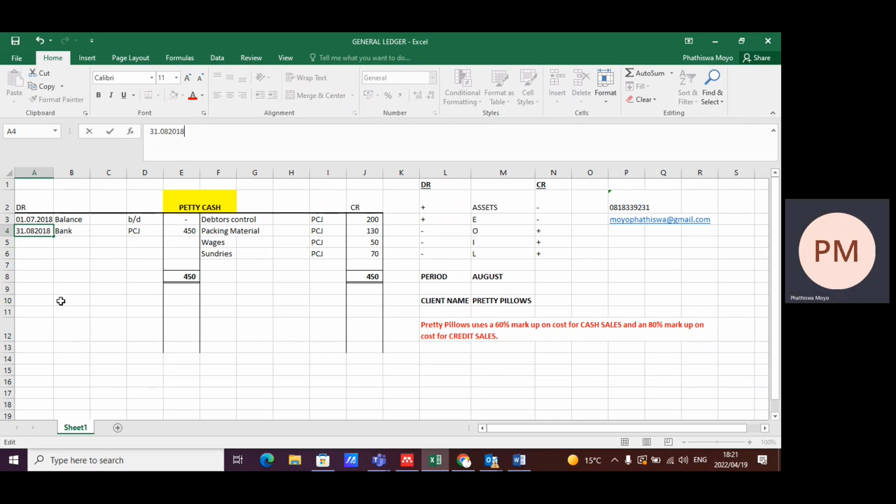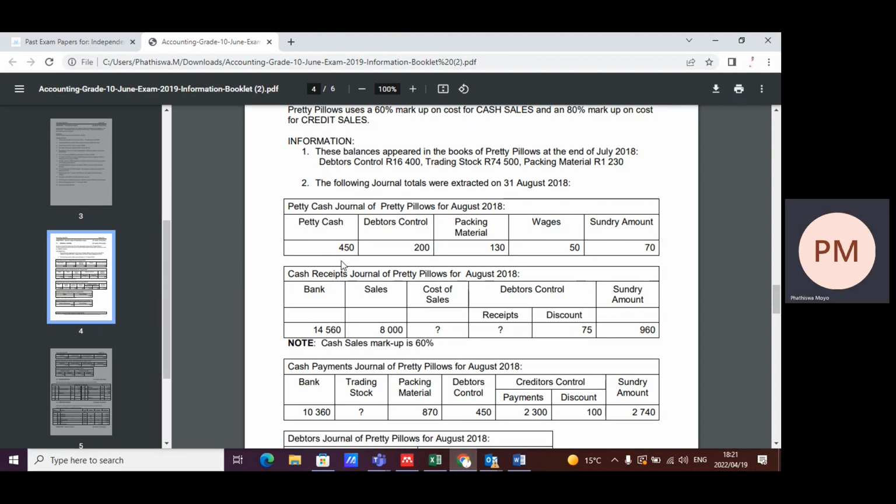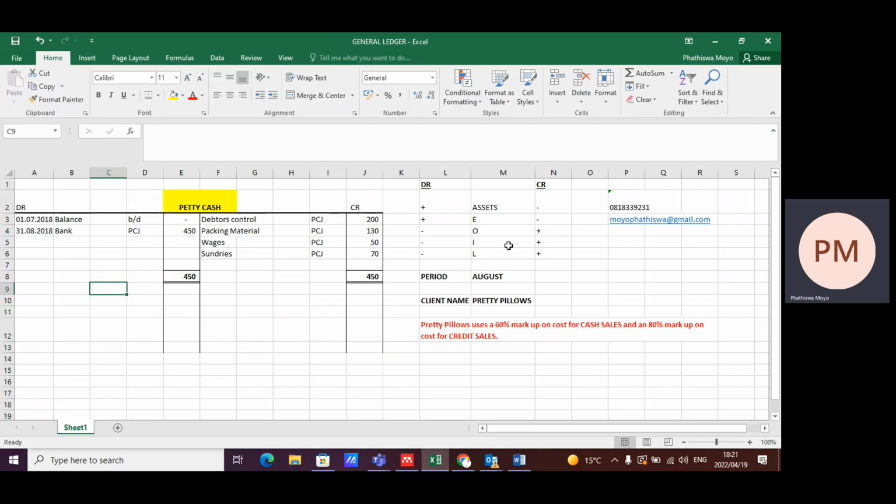Okay, so at month end of August, there was a transfer from the bank account to the petty cash box, or to the petty cash clerk. The money that was given to that clerk is 450. We agree it's given information. Petty cash is an asset, so that 450 will increase the petty cash account on the debit side.